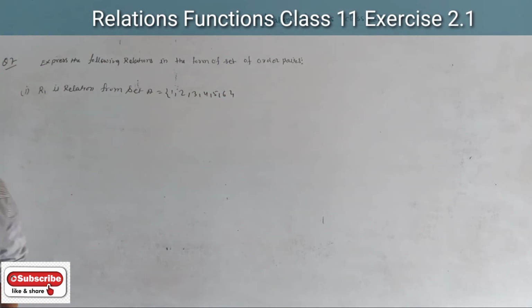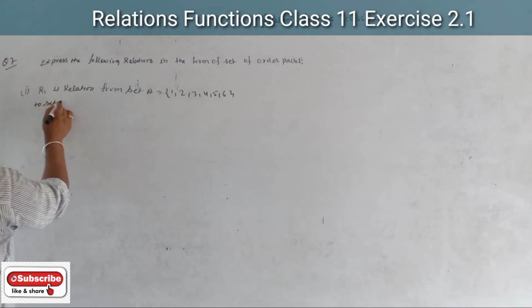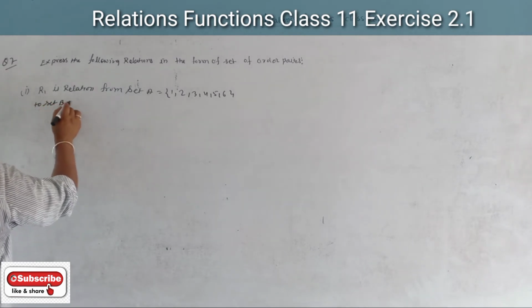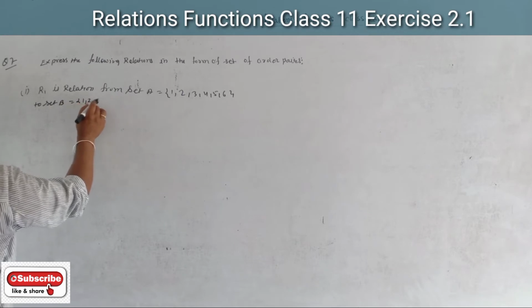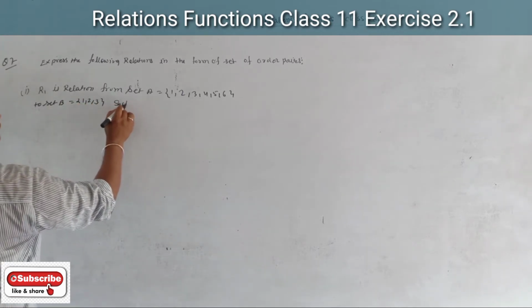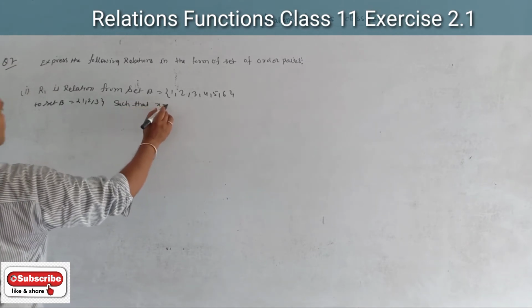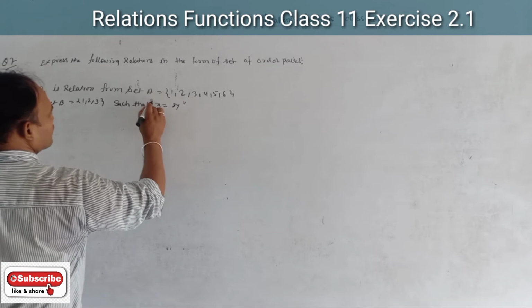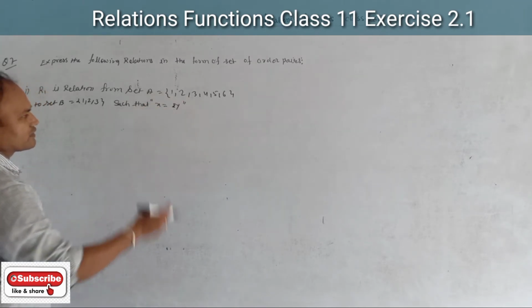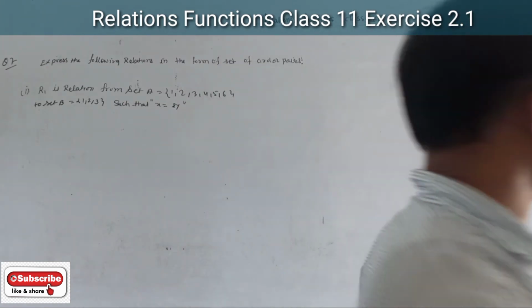It is given to set B. Set B is 1, 2, 3, such that x equal to 2y. Okay students, this is a relation, x equal to 2y. So it is a very interesting question.